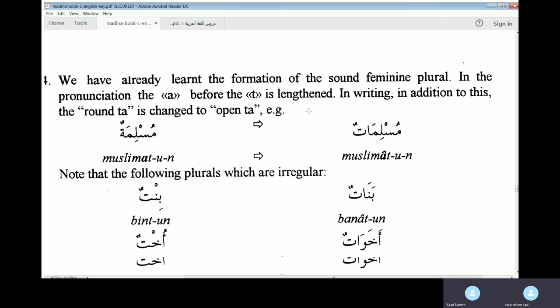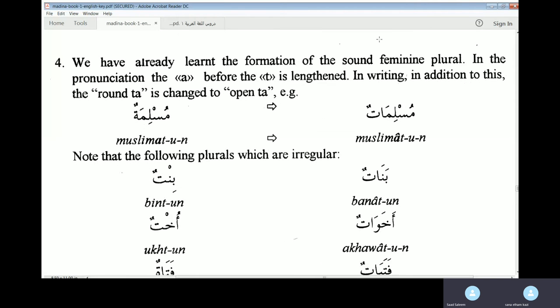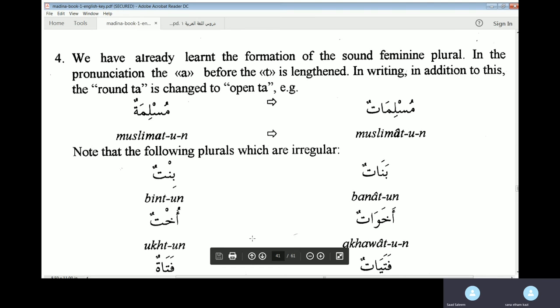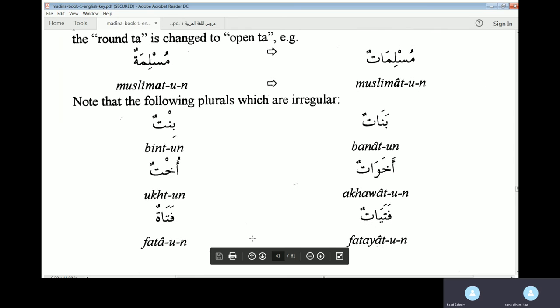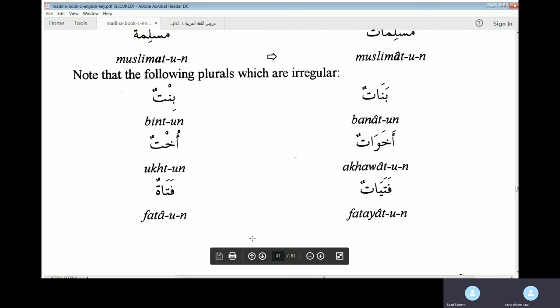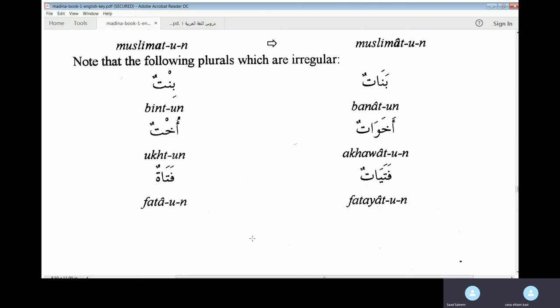We have already learned the formation of the sound feminine plural. The pronunciation of the fatha before the ta is lengthened. In writing, in addition to this, the round ta is changed to open ta. Example, muslimatun becomes muslimatun. Note the following plurals which are irregular: bintun, banatun; ukhtun, akhawatun; and fatatun, fatayatun.